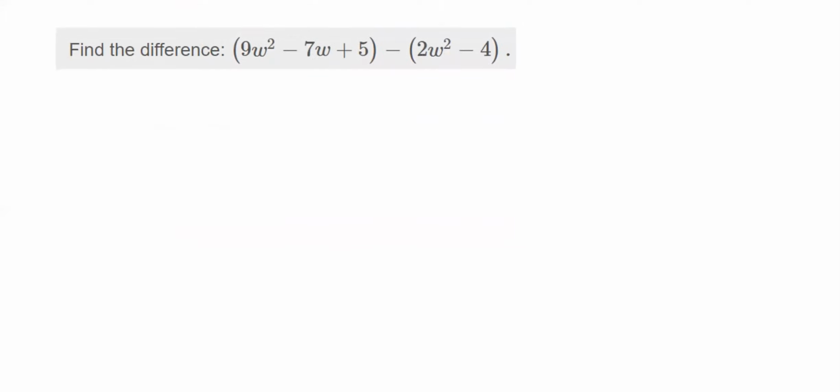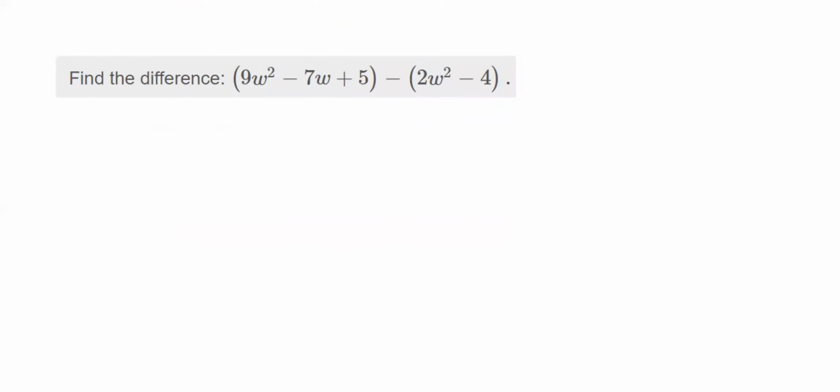Okay. Let's look at the difference problem. Find the difference of these two. Again, we have two polynomials. 9w squared minus 7w plus 5 minus 2w squared minus 4. Okay, here you actually see the importance of distribution. The minus must be distributed to eliminate the parentheses.